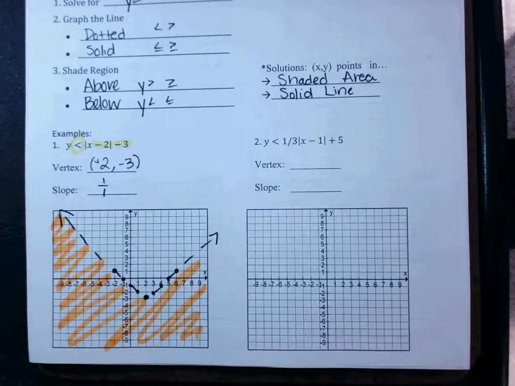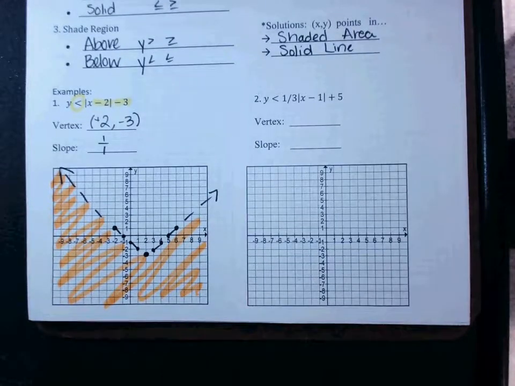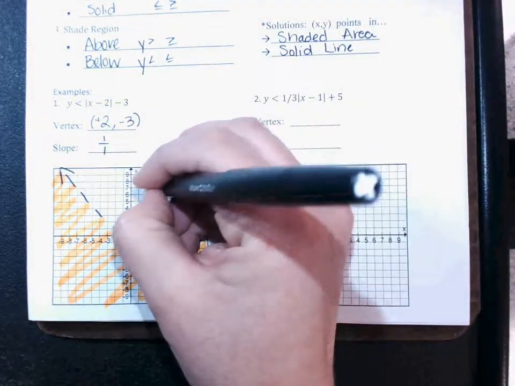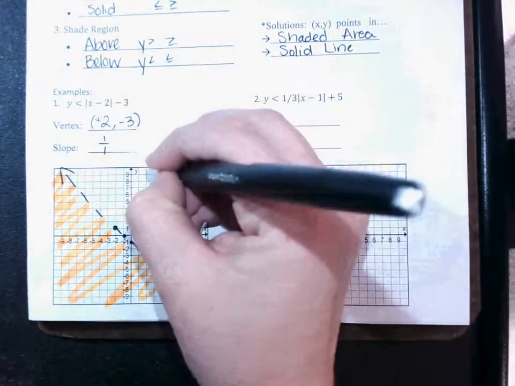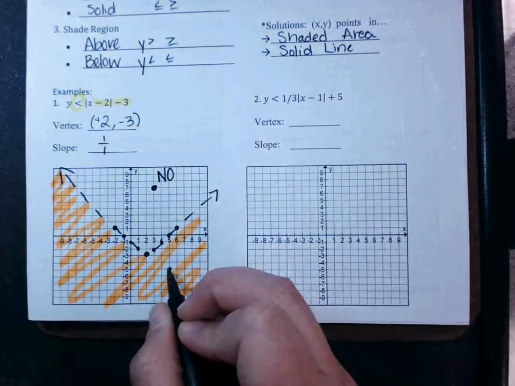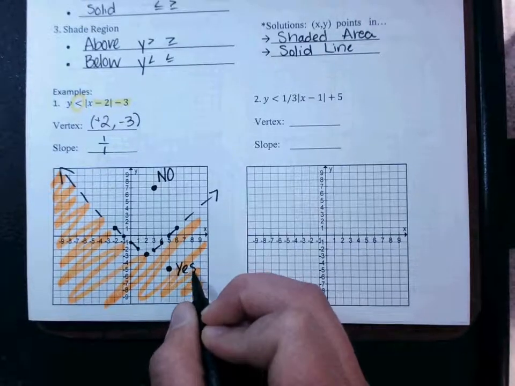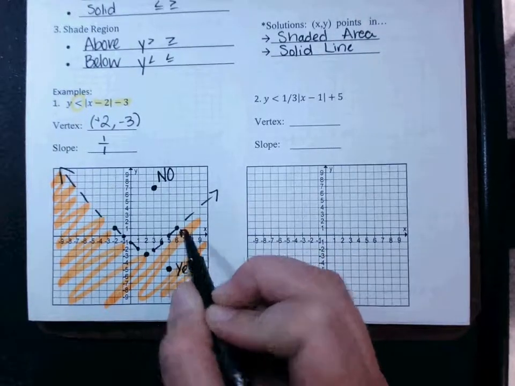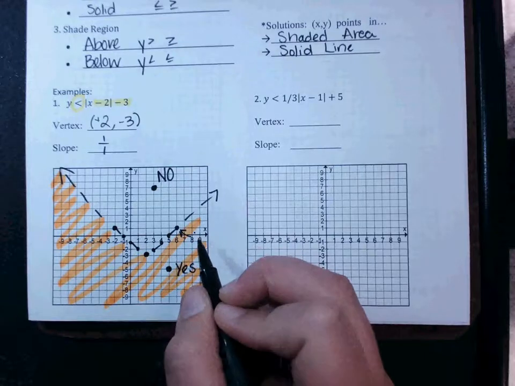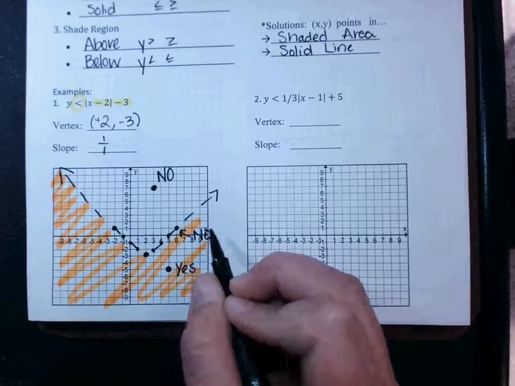Okay, then remember that if your point is in the shaded region, it counts as a solution. Outside of the shaded region, it does not. So for example, would this point right here be a solution? No. Okay, what about if I pick one down here? Yes. What about if I pick this one on the border? Yes, only if it's a solid border. Otherwise, that would count as a no.